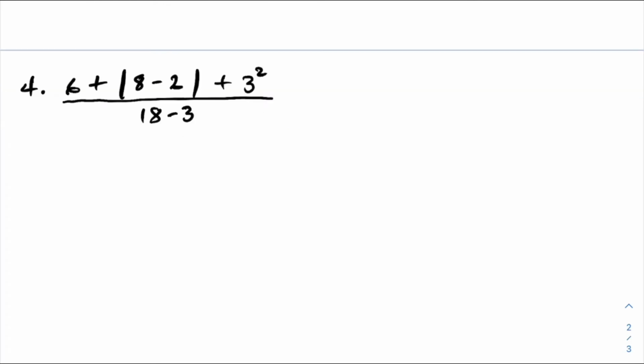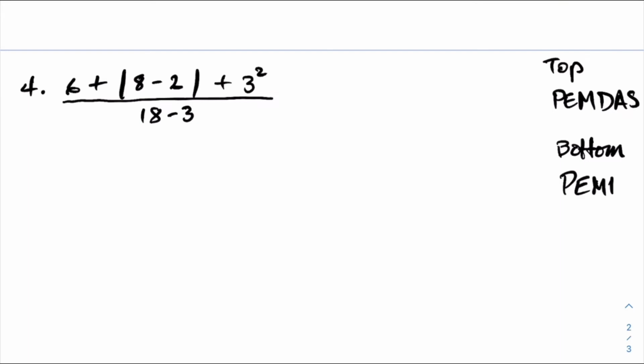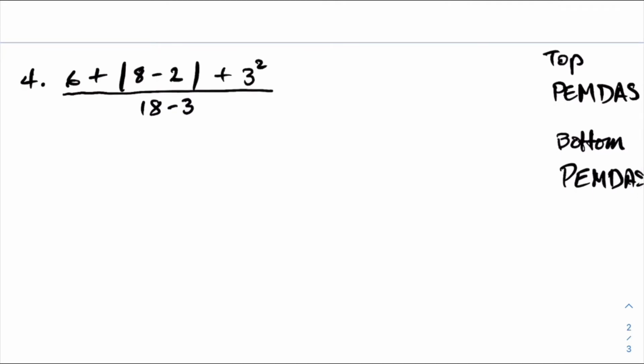So for the top PEMDAS, bottom PEMDAS. For the top, we're going to look at the absolute value as part of a parentheses because we're going to simplify what's inside the absolute value first. 6 plus the absolute value of 8 minus 2. 8 minus 2 is 6, plus 3 squared.